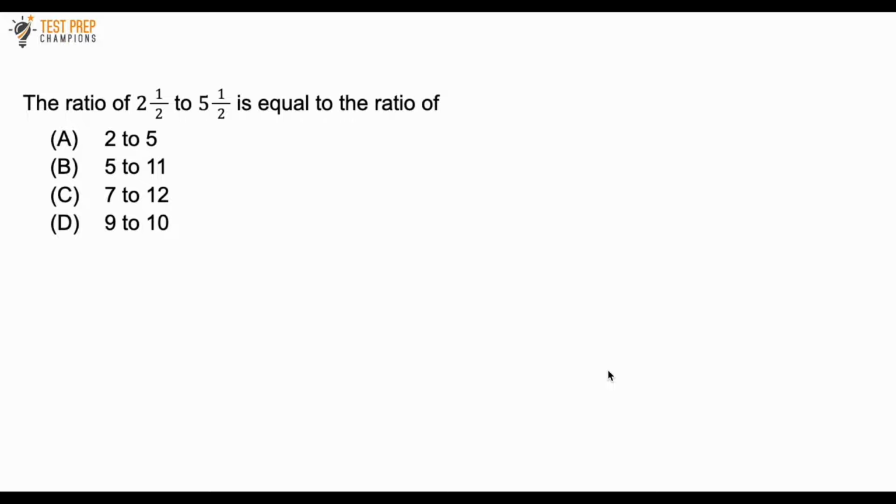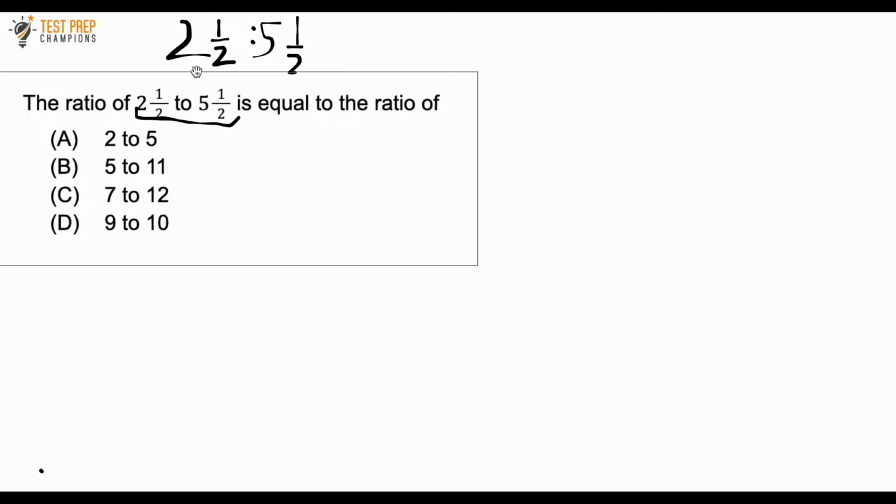So one thing that you should know about ratios is that there are 3 different ways to write them. The first way is using words, like we see here, 2 1/2 to 5 1/2. Another way to write them would be using a colon, just like we see here. And the third way to write them would be a fraction. So if I wrote this ratio as a fraction, it would be 2 1/2 over 5 1/2. So with that being said, how do we proceed here?